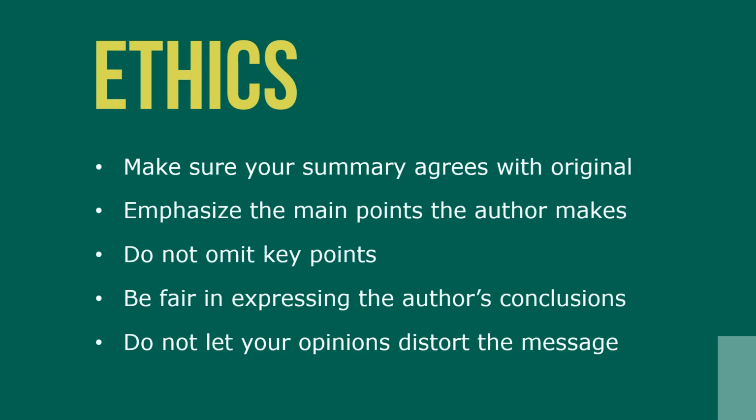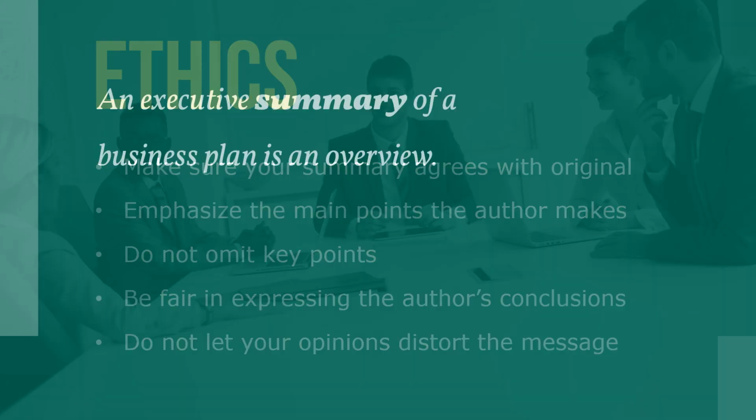Your supervisor will expect your summary to be honest, fair, and accurate, as well as identifying the most critical points of the article. You can write an ethical summary by doing the following. Make sure your summary agrees with the original. Emphasize the main points the author makes. Don't omit key points. Be fair in expressing the author's conclusions and recommendations. Do not dwell on minor points to the exclusion of major ones, and do not let your own opinions distort or contradict the message of the original document.